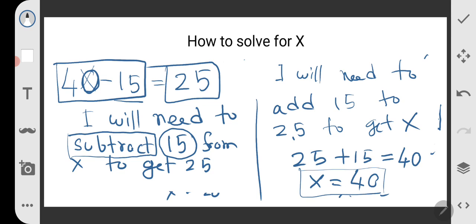Okay, so whenever you see this type of problems when you're solving for x, first check what you're trying to do with x to get the number, which in this case is 25, and then you will do the opposite to get the x. Okay, that's how we solve for x. These are some basic questions. We'll look at some more questions which will get slightly more complicated, so we'll look at that in the next video.